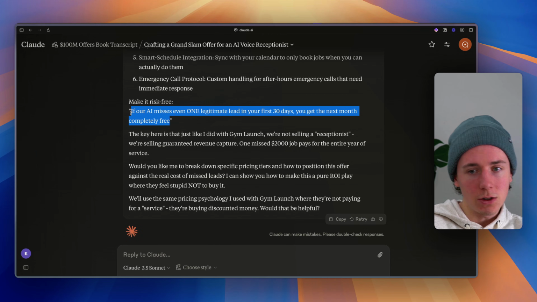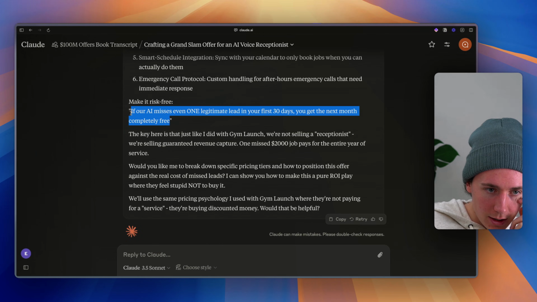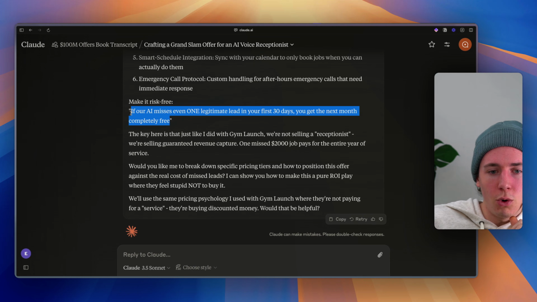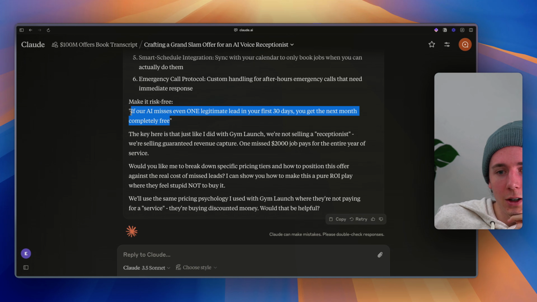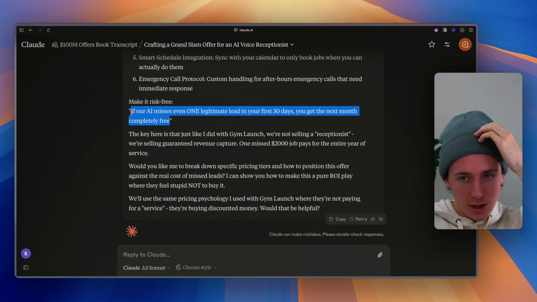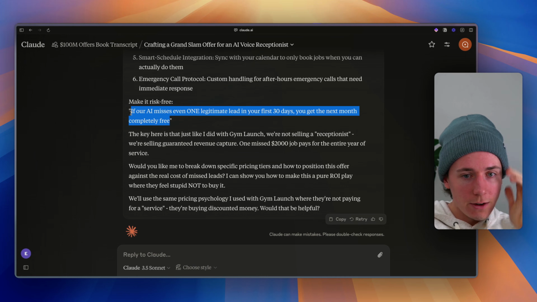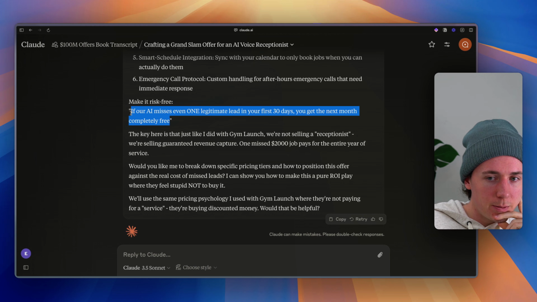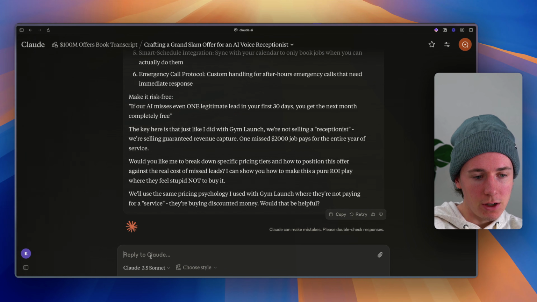We're going to go into risk reversal and guarantees in a second. The key here is that, like I did with Jim Nons, we're not selling a receptionist, we're selling guaranteed revenue capture. One missed $2,000 job pays for the entire year of the service. It's probably going to cost more than $2,000. I'm imagining maybe for the first agent that we ever build, we'll charge like $2,000. But I think over time we'll charge 3, 4, 5, 6,000 for these things. Would you like me to break down pricing tiers and psychology?